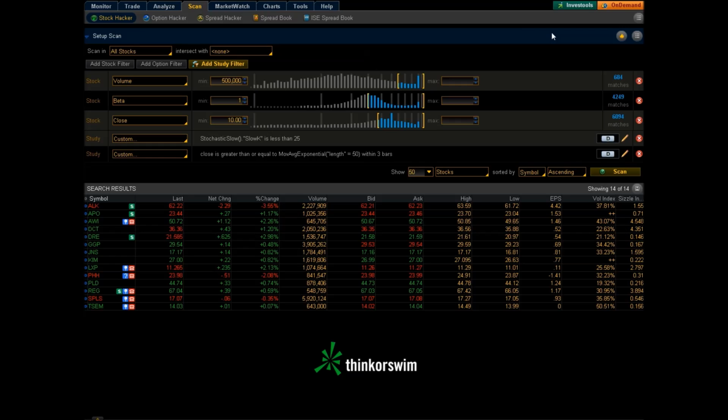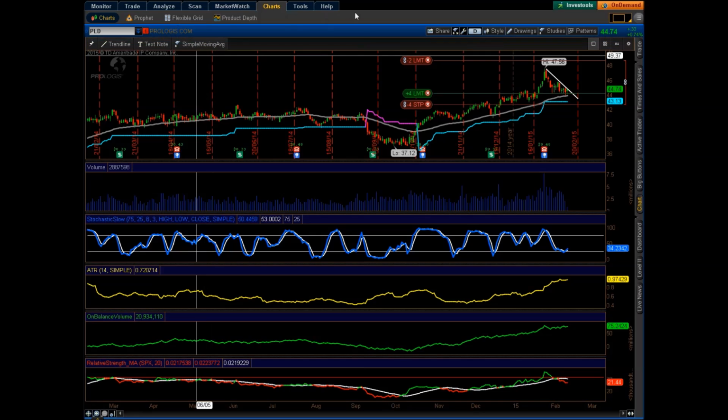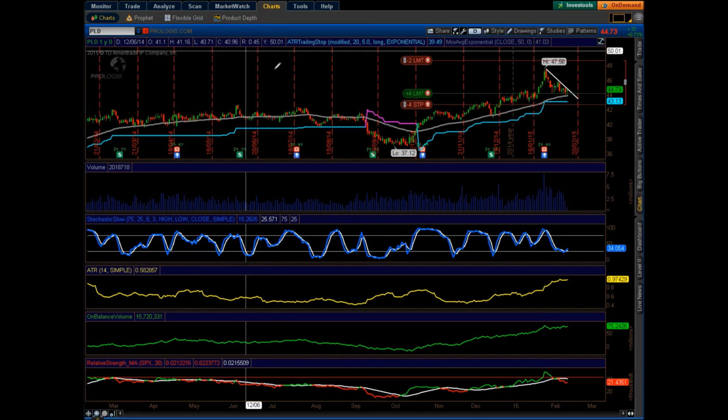There are other software packages to do this. I'm using Thinkorswim. I think it's a great package. You can do a lot of things with it. So when you open up Thinkorswim, even if you just get a demo account.